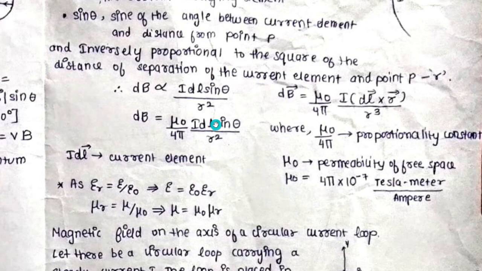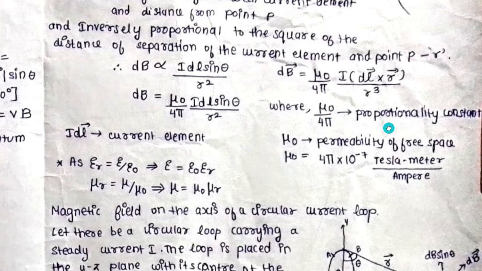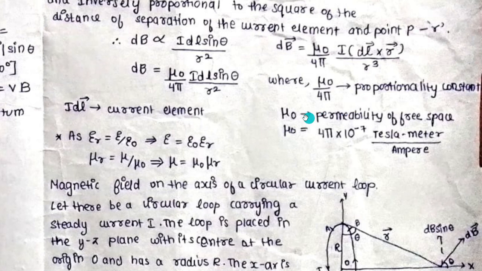Now this I dl sine theta, we can write in vector form as dB bar is equal to mu naught by 4 pi into I times dl bar cross r bar by r cube. Where mu naught by 4 pi is the proportionality constant. Mu naught is the permeability of free space whose value is 4 pi into 10 to the power of minus 7 Tesla meter per ampere. I dl bar is known as the current element. You can also remember this.